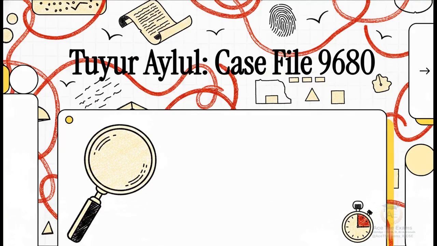Welcome to the evidence room. You are looking at case file 9680. Our primary target for this explainer is Emily Nasrallah's classic Arabic novel, Tuyur Aylul, also known as The September Birds.